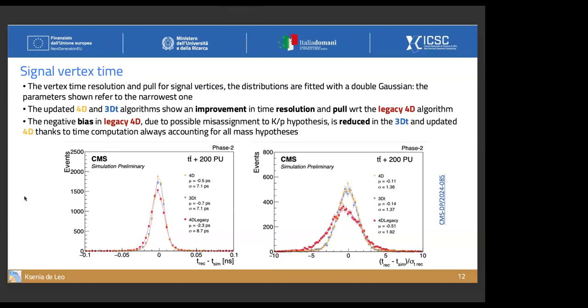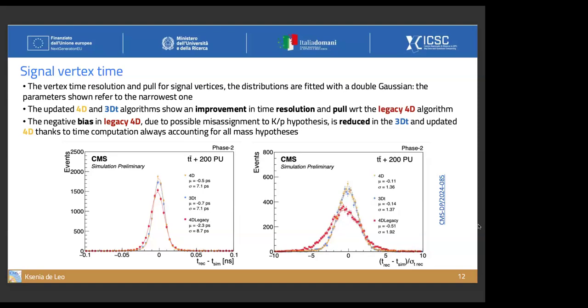And with this new time computation, now I'm going to show you some performance studies that we performed. We used a simulated TT bar sample with 200 pileup. And we are showing here the results for our updated 4D algorithm in orange, the 3D with the time calculated afterwards in blue, and the previous one, the legacy 4D, in red. So here we start with showing the signal vertex time. On the left-hand side, we have the vertex time resolution, and on the right-hand side, the pull.